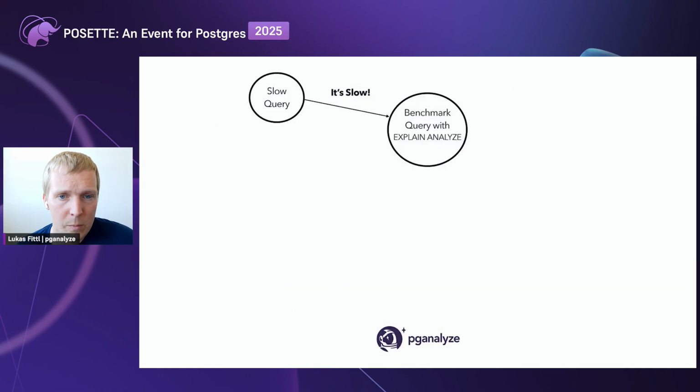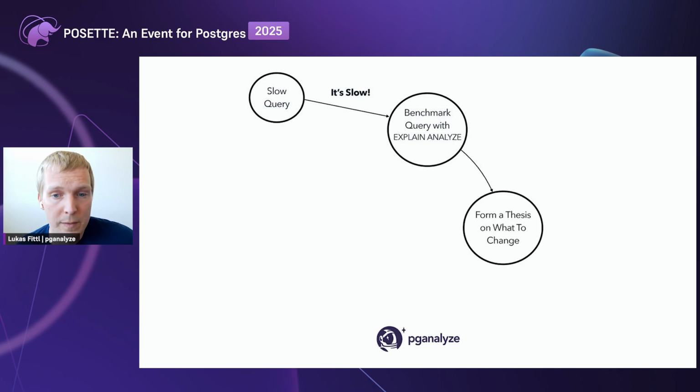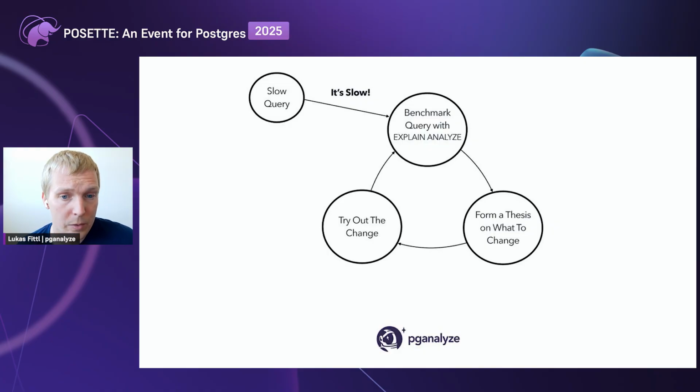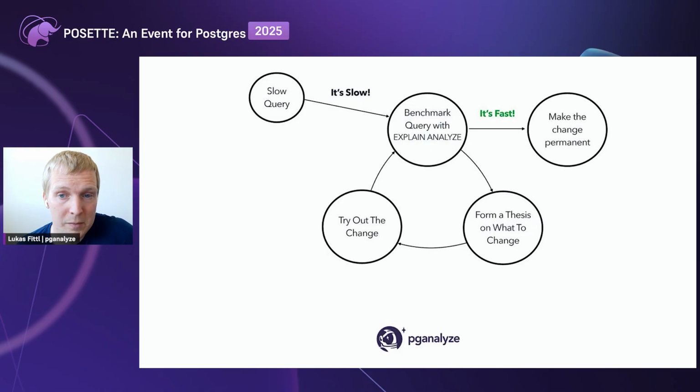So where we start is: we have a slow query. It's slow. What can we do? We benchmark the query with explain analyze, which is basically just putting explain analyze in front of the query. We form a thesis on what to change based on that explain analyze. Then we try out a change, which might be rewriting the query or other optimizations. Hopefully we made the query fast, and then we figure out a way to make that change permanent. This is a loop that people go through day to day with Postgres as they're debugging slow queries.